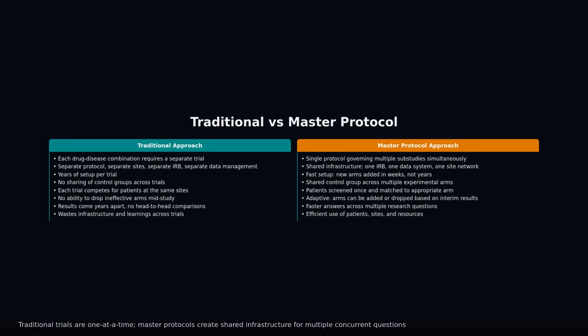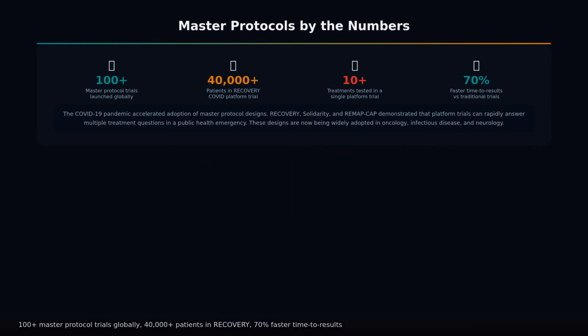New treatment arms can be added in weeks instead of years. A shared control group serves multiple experimental arms, reducing the total number of patients who receive placebo. Ineffective treatments can be dropped early, and promising ones can be expanded, all within a single, continuously running trial framework. The adoption of master protocol designs has grown rapidly.